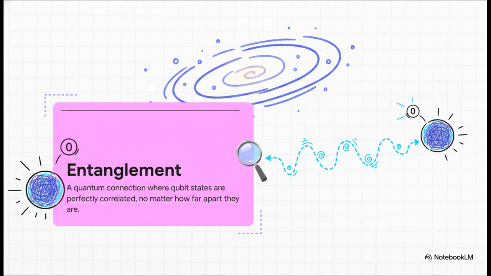It means the fates of these 2 qubits are now fundamentally linked. If you measure one and find out it's a 0, you know with 100% certainty that the other one is also a 0, even if your friend took it to the other side of the galaxy. This non-local correlation is a massive resource that powers quantum algorithms.